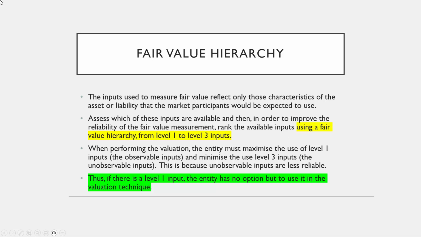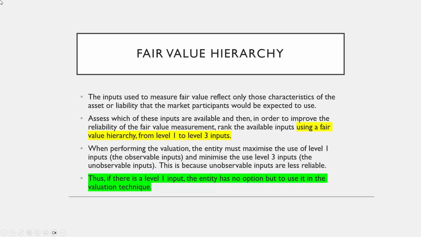So we need to start ranking these inputs using a fair value hierarchy, and when performing the valuation, let's say there's a level 3 instrument, we have never seen something like this before, you need to maximize the use of level 1 inputs, so the observable inputs, and you need to minimize the use of level 3 inputs, so something like a discount rate, for example. As I said, unobservable inputs are less reliable. What are you corroborating them to?